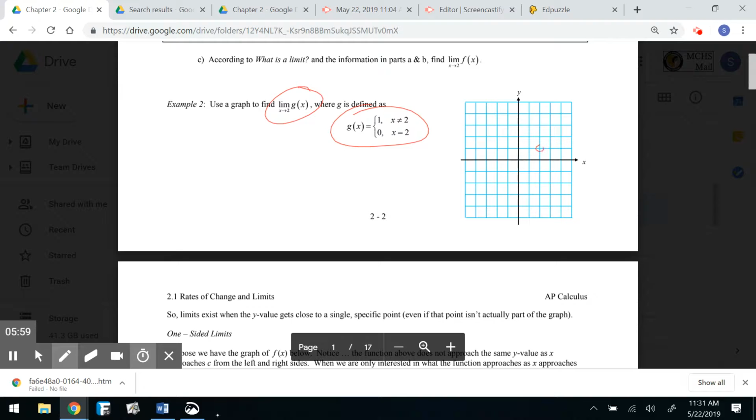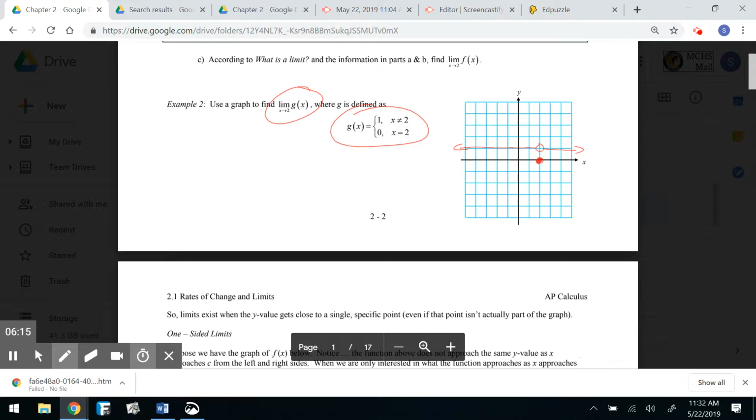Well, when x is not 2, that's kind of how I would graph that. When x is not 2, our y value is always going to be 1. But when x is 2, our y value is going to be 0. So that's how I would graph that piecewise function.